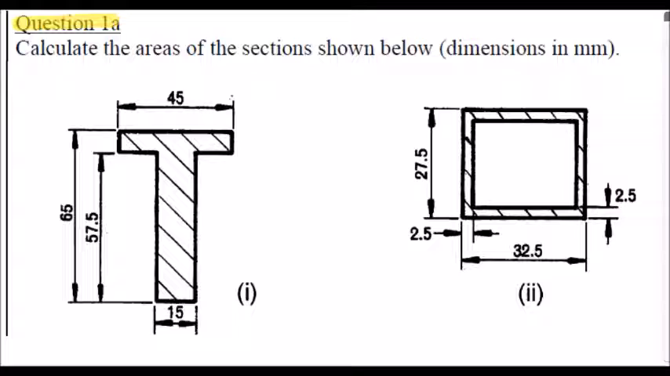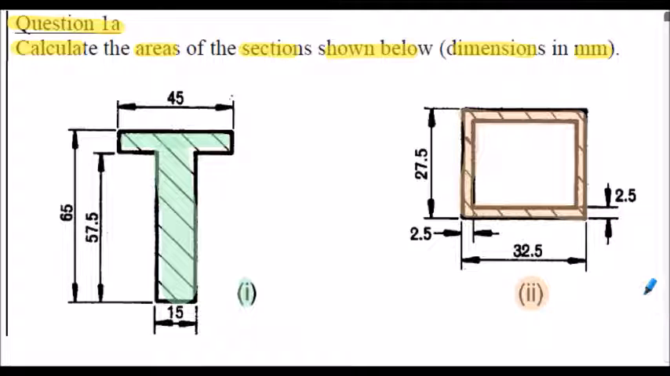So question 1a, which is broken into 6 individual parts. We're asked to calculate the areas of the sections shown shaded below. Note that all the dimensions will be in millimetres. Part 1 of question 1, we have to find the shaded area of the T section, and in part 2 we have to find the shaded area of this box section shown here. The geometry is given as shown.